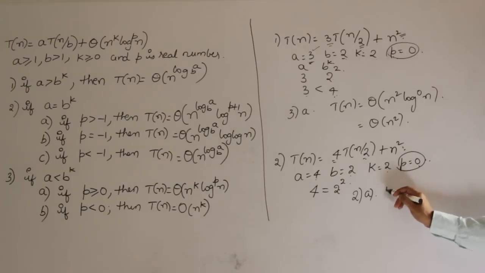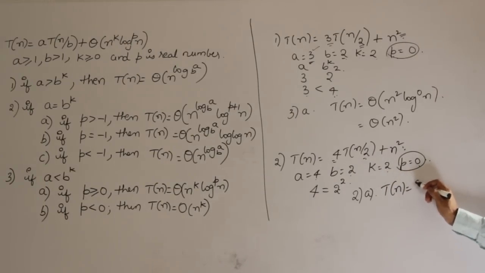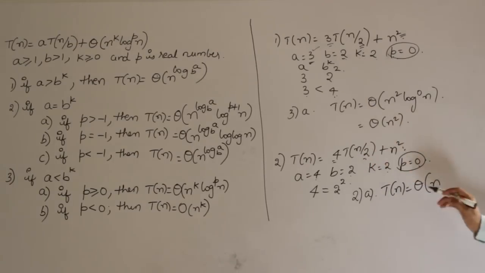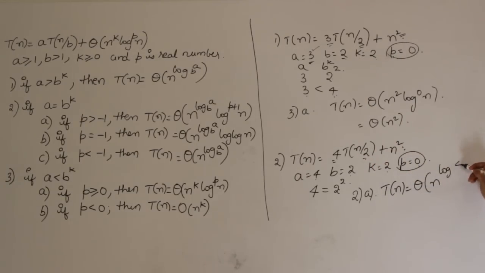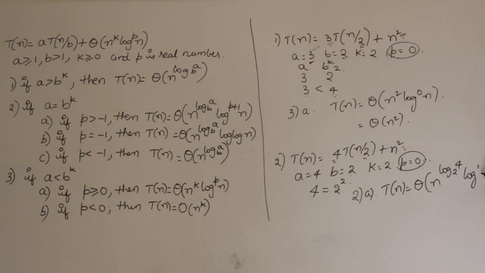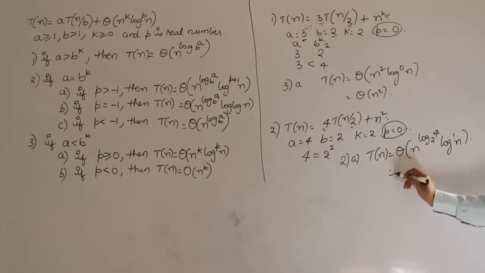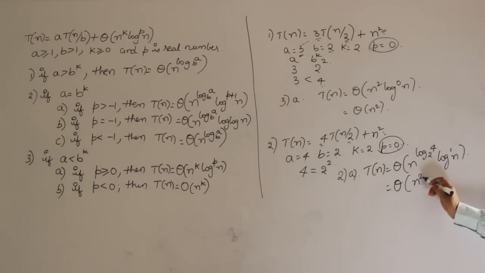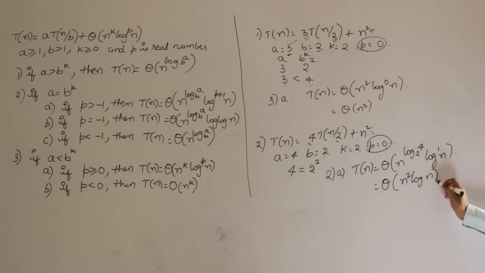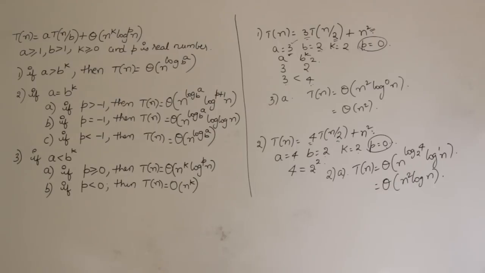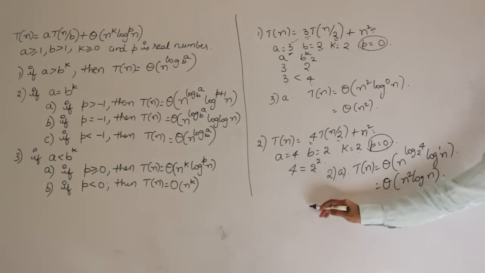So what is the condition? T of n equal to theta of n power log a base b times log power p plus 1 n. N power log a base b is nothing but n power log 4 base 2 into log power p plus 1 n. What is p plus 1? P is 0, p plus 1 means 1. That is nothing but theta of n square log n. That is the answer. Okay, so let's see the next examples.